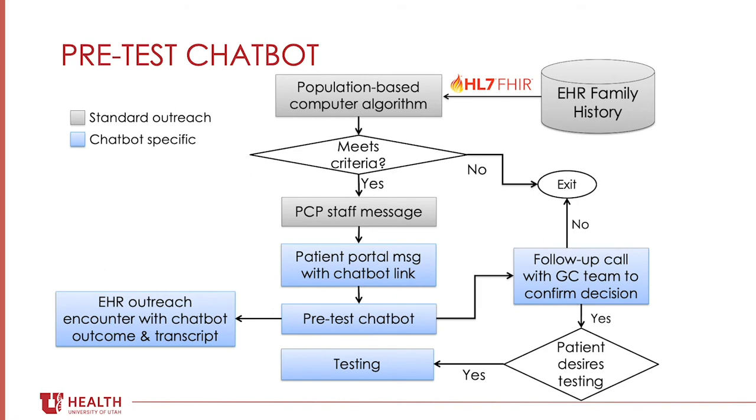There's also a follow-up call. When a patient completes the chatbot, there's an indication in the population health management platform that a chatbot has been completed. So a genetic counseling assistant can see all the chatbots that have been completed, and they can go and call the patients to confirm the decision and give them instructions about testing. If the patient confirms that they are interested in testing, they'll receive a kit in the mail to collect a sample, complete the testing, and then the pre-test workflow is completed.